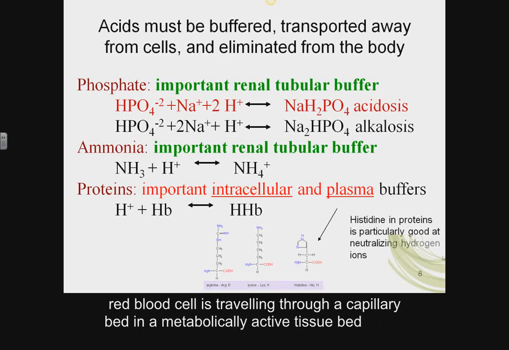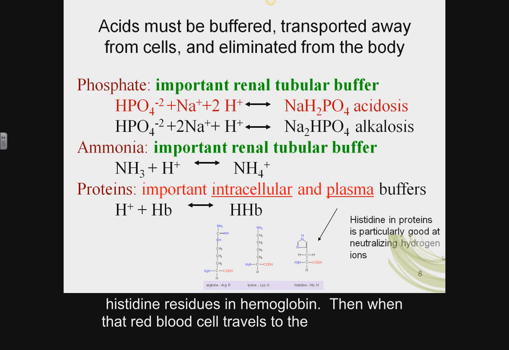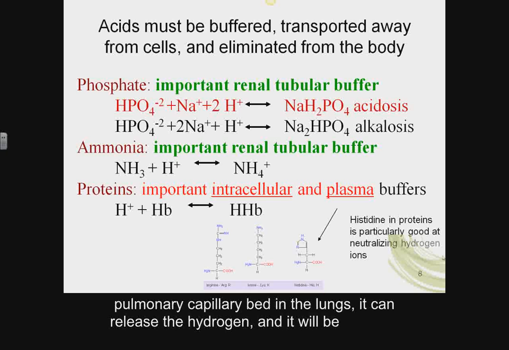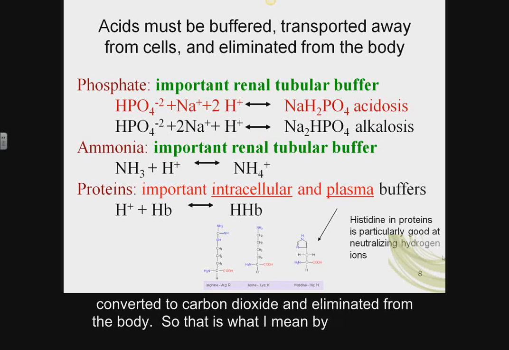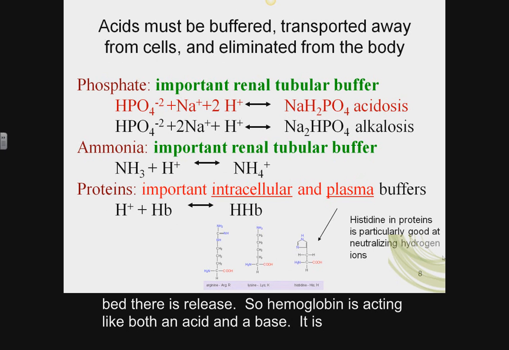When a red blood cell is traveling through a capillary bed in a metabolically active tissue bed, there is going to be a lot of acids. The hydrogen that the cells are making can bind with histidine residues inside or on hemoglobin. Then when that red blood cell travels to the pulmonary capillary bed in the lungs, it can release the hydrogen, and it will be converted to carbon dioxide and eliminated from the body. This is what I mean by reversible. In the tissue bed, there is binding of hydrogen, and in the pulmonary capillary bed, there is release.